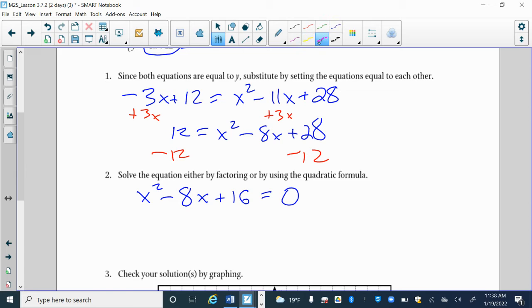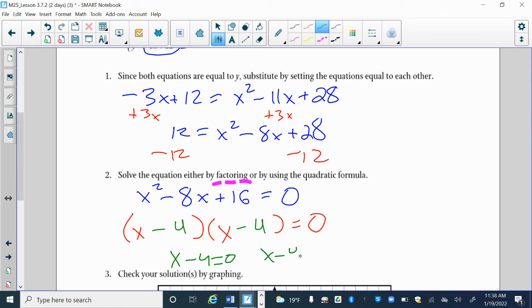So now if it does factor, let's try to factor it. Factor the left side. 16's in the back. Common factors: 8 and 2, 4 and 4, 16 and 1. For making a minus 8x, we'd want a minus 4 and minus 4. So we have (x minus 4)(x minus 4) equals 0. X minus 4 equals 0, same equation for both. Add over the 4, we get x equals 4.